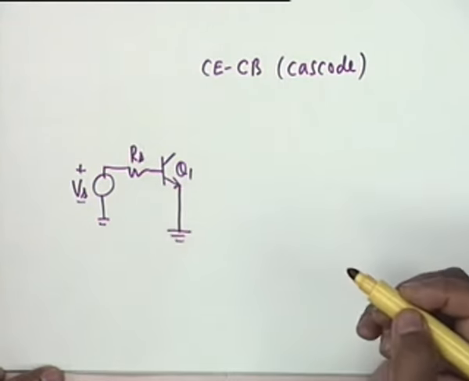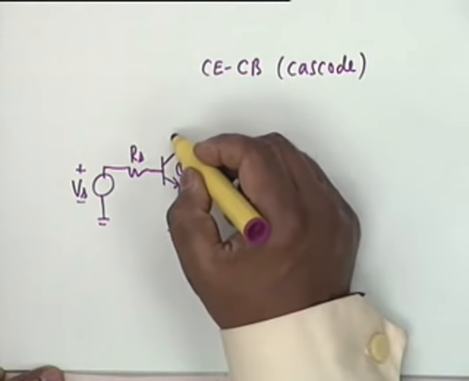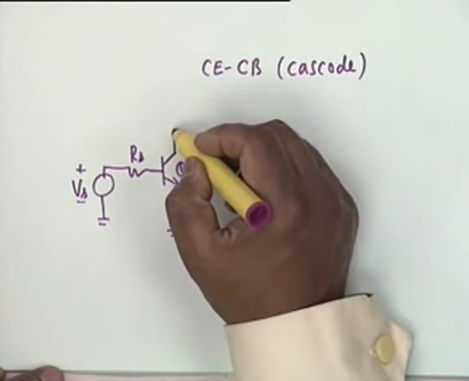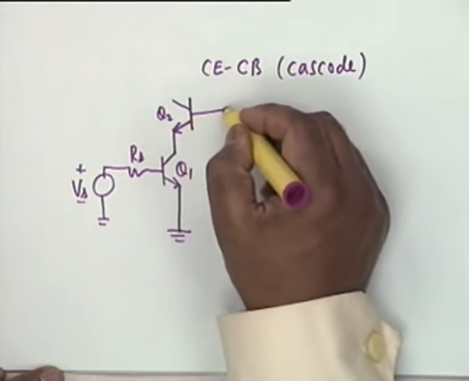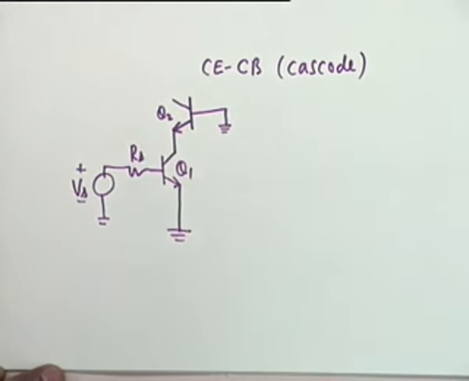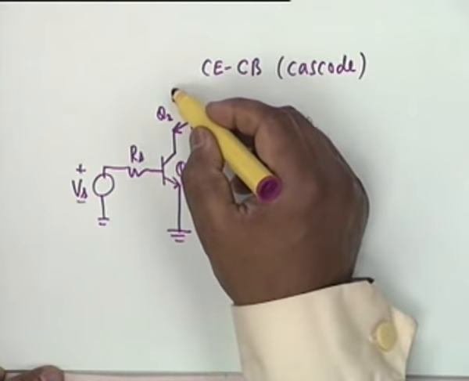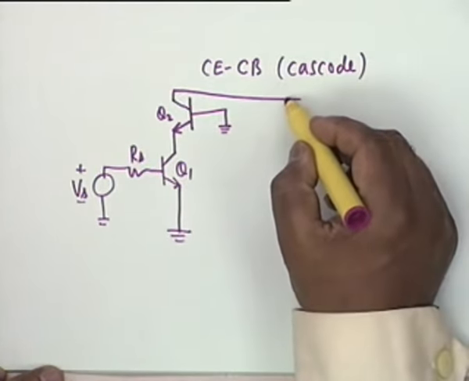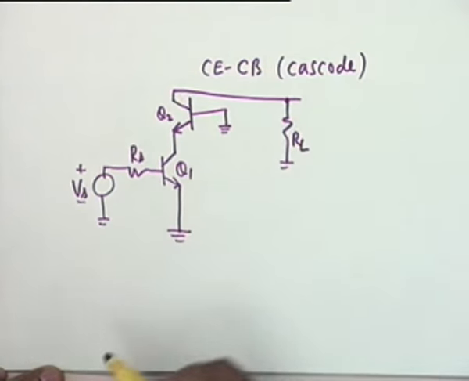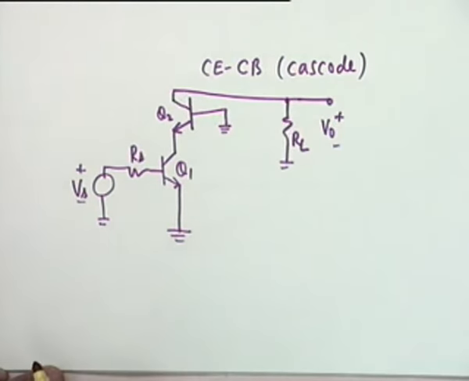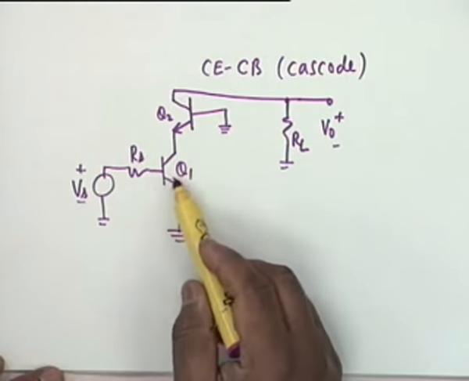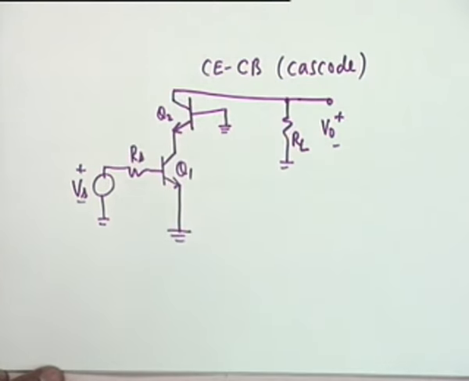This is grounded. This is the common emitter. And then you have a common base sitting on it. Another transistor Q2, whose base is virtually grounded. And the load RL is on the collector of Q2. I have shown the AC equivalent circuit, and this is my V0. Q1 is a common emitter and Q2 is common base. So it's a CE-CB combination, or a cascode combination, because Q2 sits upon Q1.